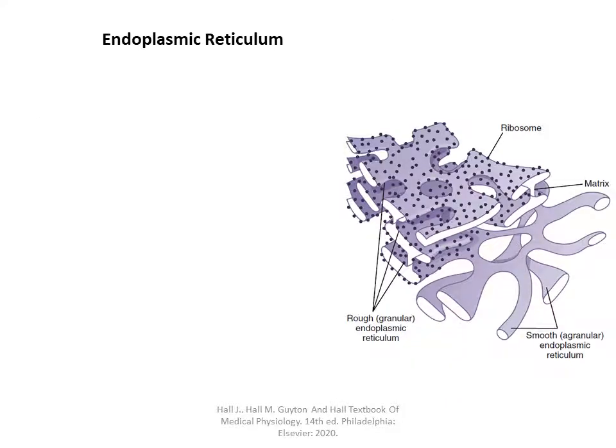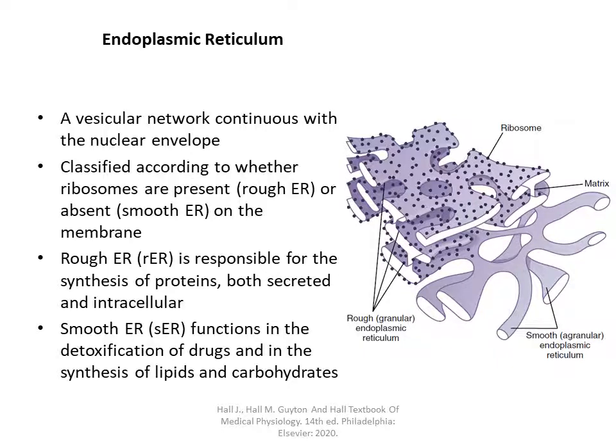Next up is endoplasmic reticulum. Let's look at its important points. We have to remember it is basically a vesicular network which is continuous with the nuclear envelope, and it is classified into two types depending upon the presence of ribosomes on it. Rough endoplasmic reticulum if ribosomes are present on it, and smooth if they are not.